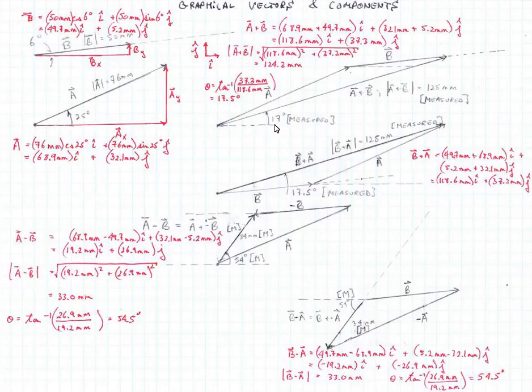Also, I can do the same thing with the angle. The angle that I measured on the graphical vector a plus b is 17 degrees, and using the more precise component math, theta is going to be the inverse tangent of the y divided by the x component, which is 17.5 degrees. Again, fairly close. This component calculation is more accurate.